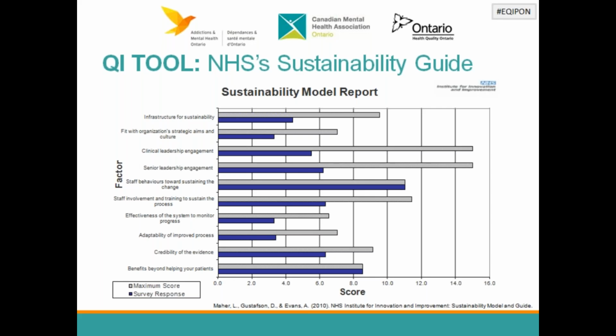The clinical leadership engagement, which you can see in this particular example, there's a big difference between the blue bar, which is the agency's results, and the maximum score that you can get. So it invites you to choose 2, 3 at the max areas that you might want to focus on. And if you look at this, clinical leadership engagement and senior leadership engagement, there's big differences between the survey organizational score and the perfect score, or the maximum score that you could get.